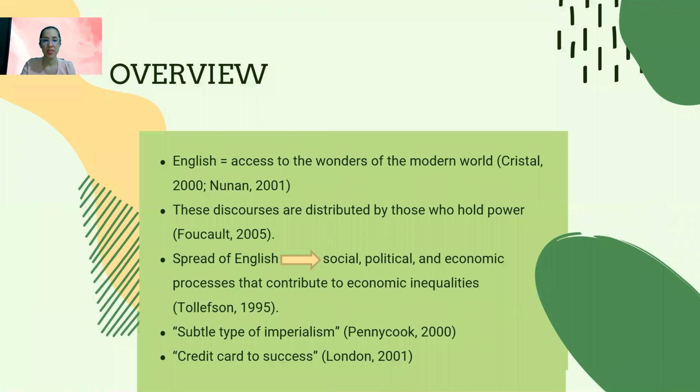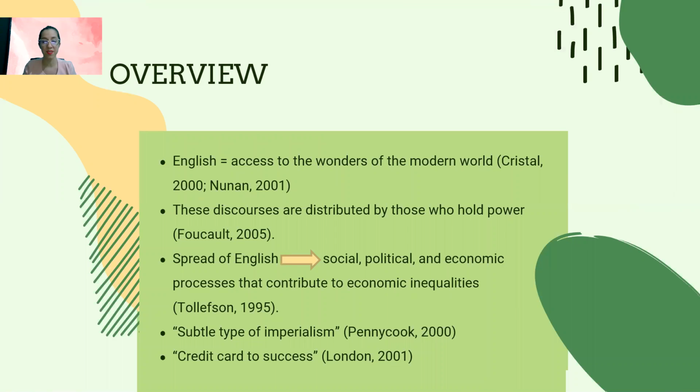Well, first, I would like to start with a brief overview about the topic. Crystal and Noonan agreed that one of the prevalent discourses in the spread of English is that it gives unlimited access to the wonders of the modern world, such as science, technology, money, international communication, entertainment, among several others. According to Foucault, these discourses that present English as a beneficial tool for economic improvement have been distributed and continue circulating thanks to those who hold power.